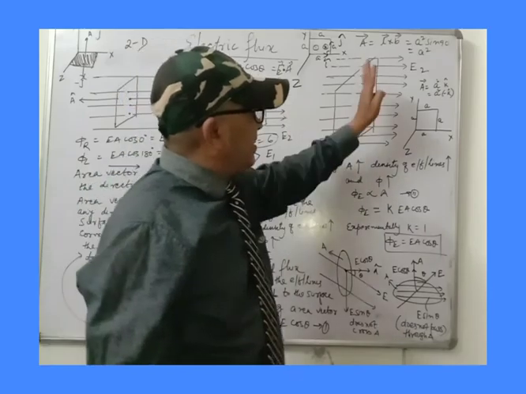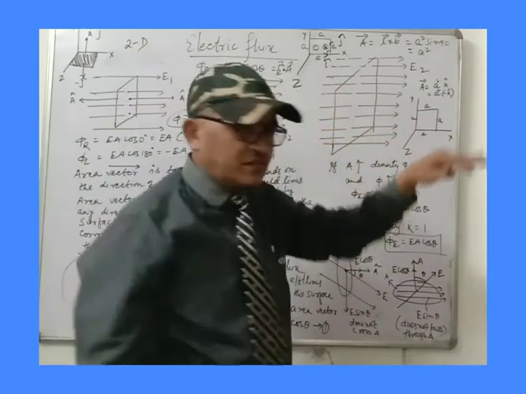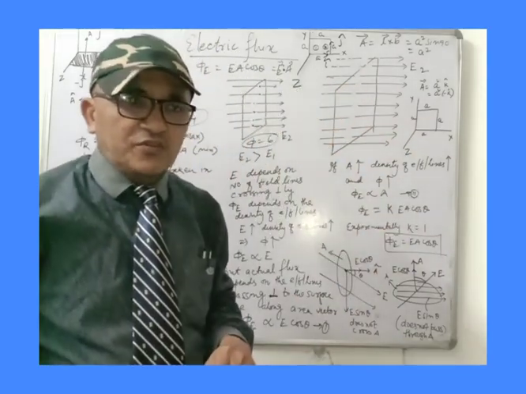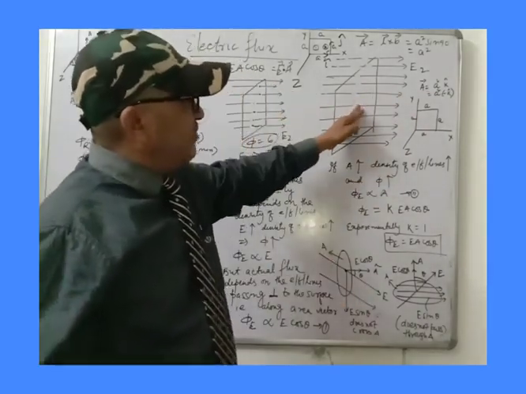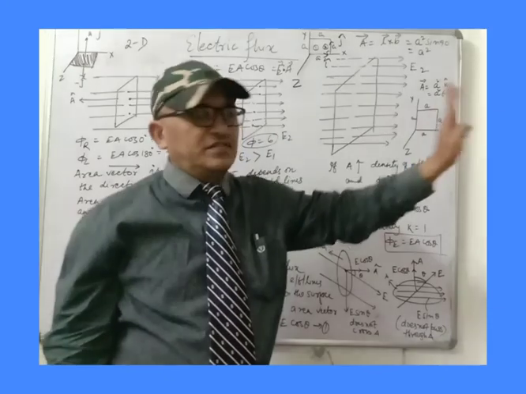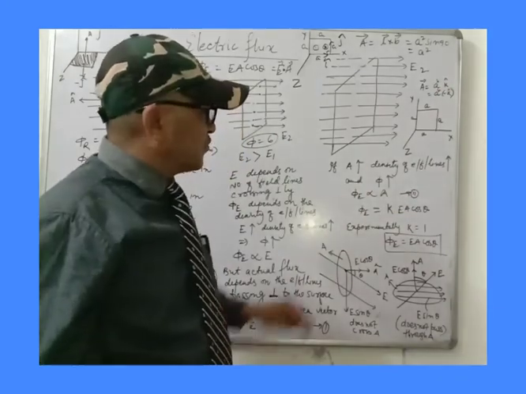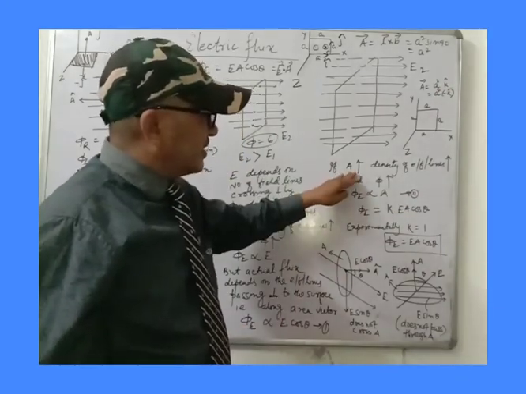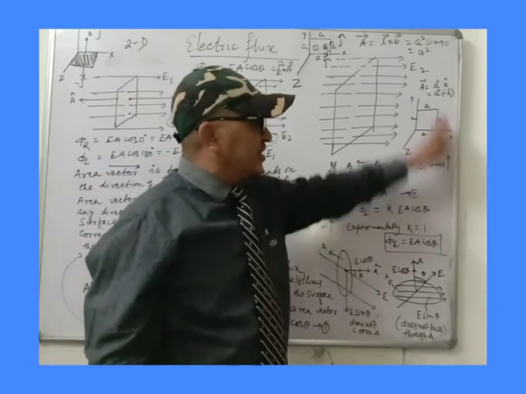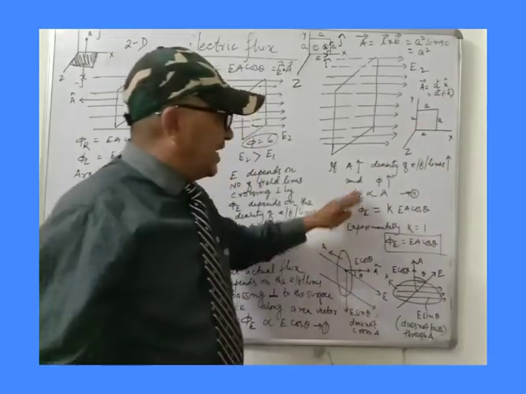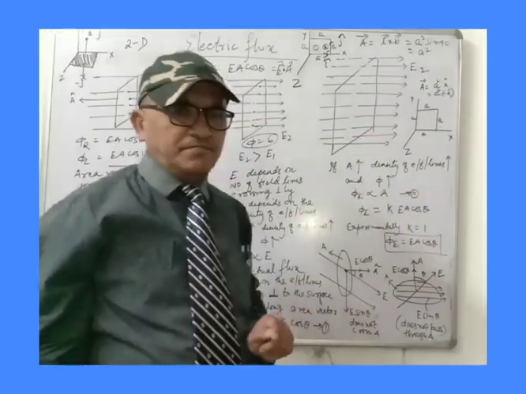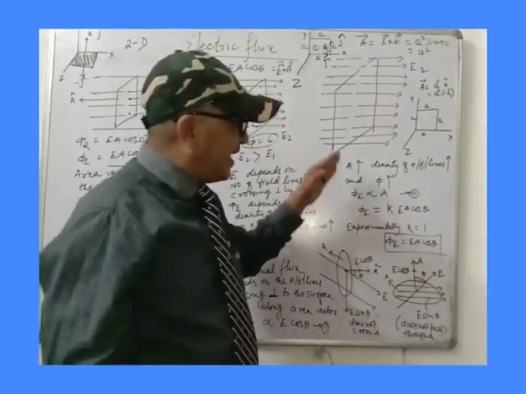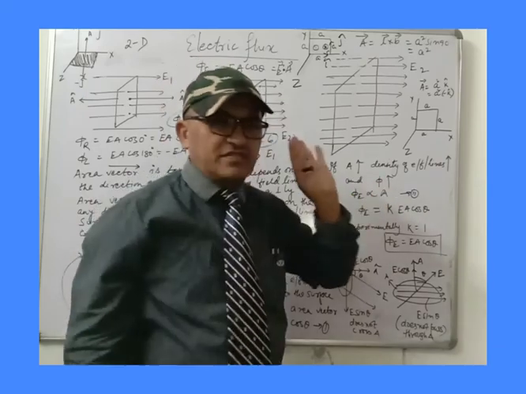So through a larger area, more number of field lines will cross. Yes or no? More number of field lines will cross. Obviously, it will have more flux. Okay? So if area is greater, then the number of electric field lines is also greater, and obviously, electric flux will be greater. The more the area, the more the electric flux.